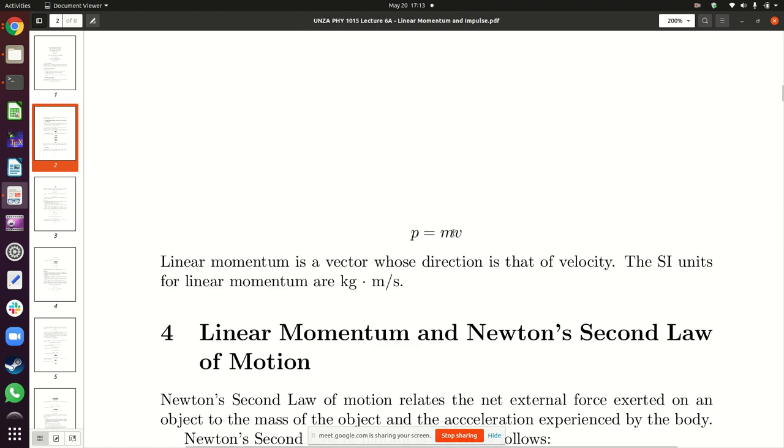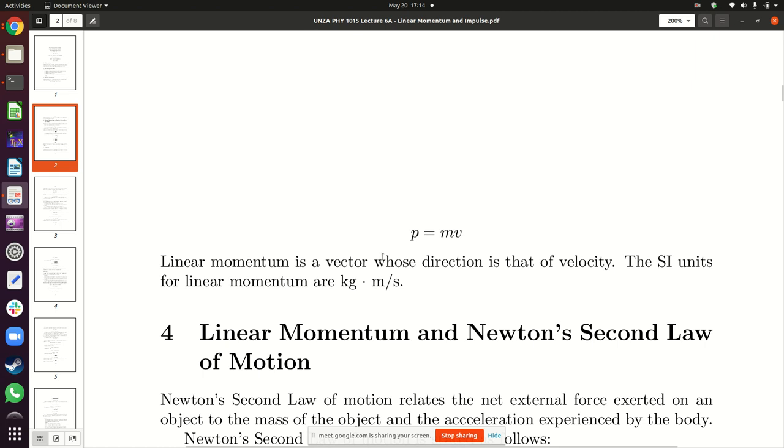For you to get linear momentum, as you can see, I'm multiplying the mass, which is measured in kgs, and velocity, which is measured in meters per second. So linear momentum has units of kg meters per second. So those are the units of linear momentum. It involves the mass and also the velocity of the object.